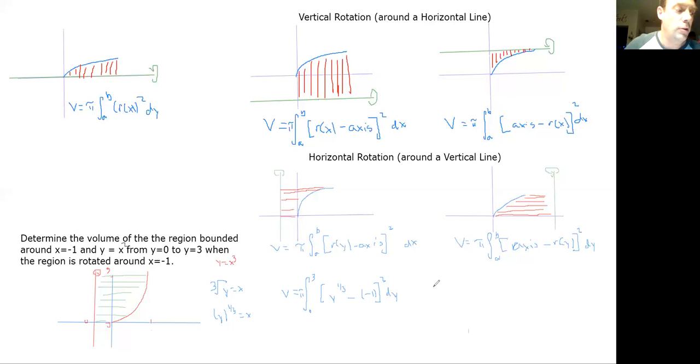All right. So we're going to go ahead and multiply this whole thing out here. So that's the same thing as y plus 1. So when I multiply it out, I'm going to end up with y to the 2/3 plus 2 y to the 1/3 plus 1 dy.